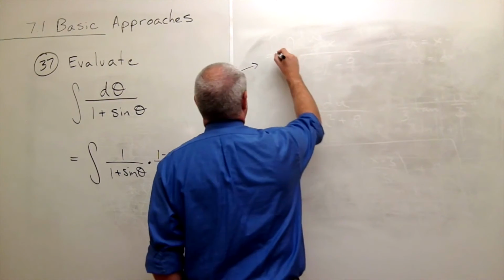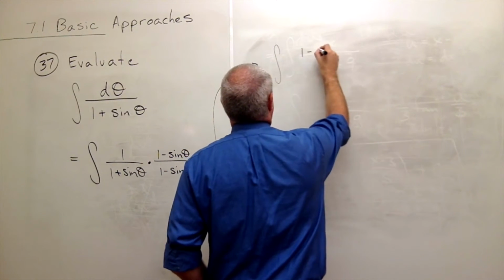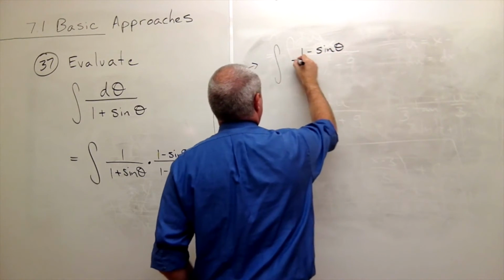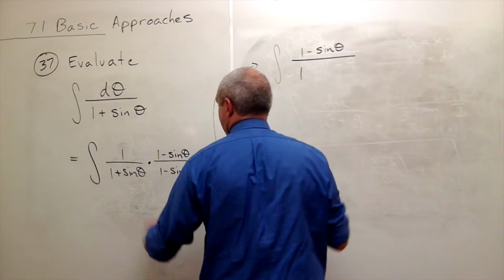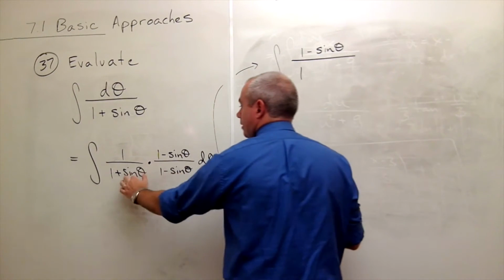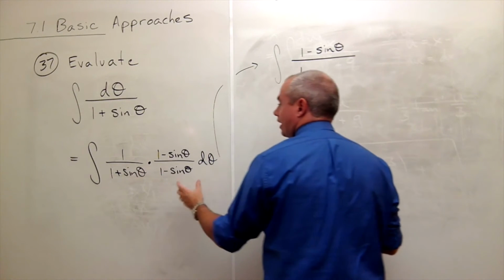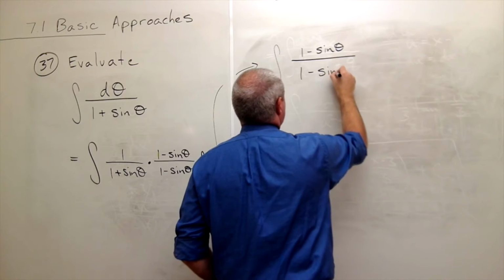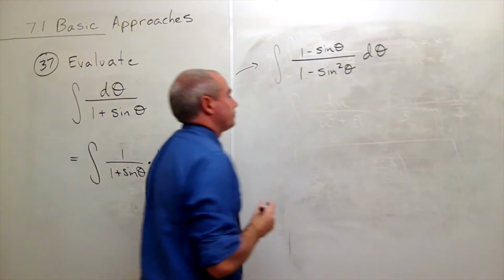All right, so I get the integral of, the top just becomes 1 minus sine of theta. And on bottom, we get 1, and then I get minus sine of theta plus sine of theta. The minus sine of theta and the plus sine of theta cancel, and I'm just left with minus sine squared theta d theta.